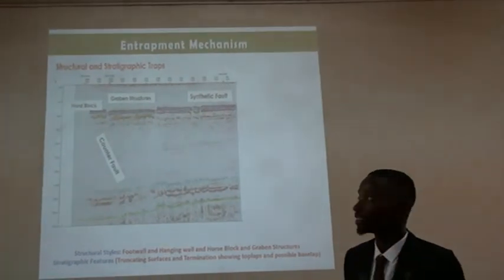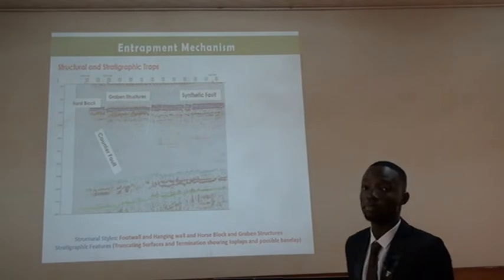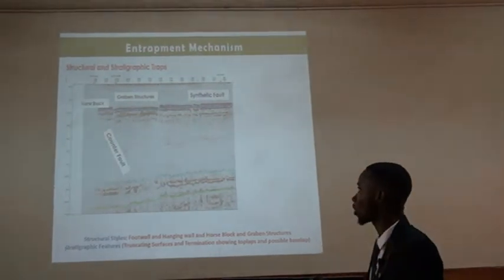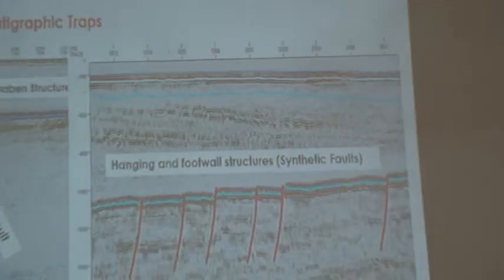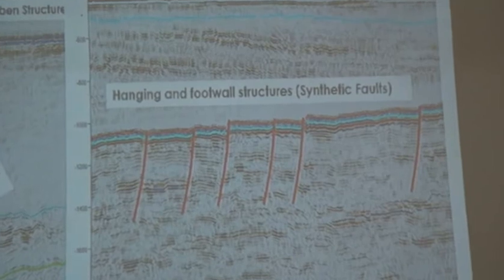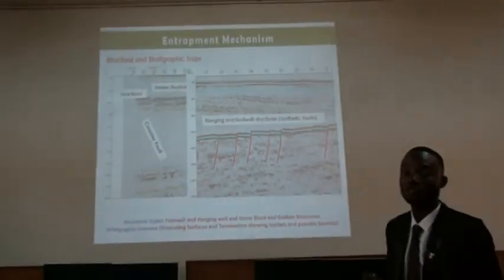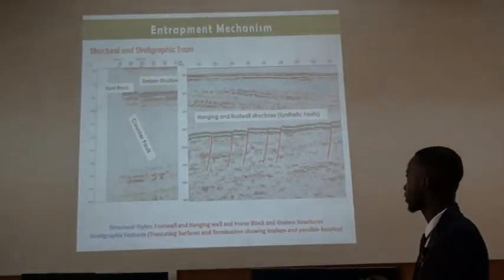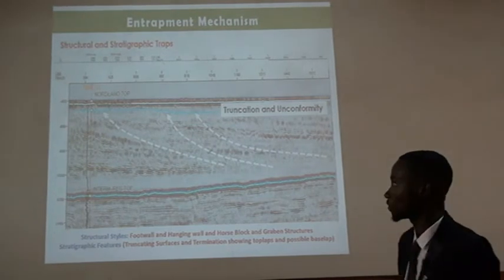Across the 2D and 3D seismic, various salient structural and stratigraphic features were mapped. A typical example here is the horst block and the graben structure. Over here on the right, we have successions of footwalls and hanging walls separated by synthetic faults. And these synthetic faults at different times on the seismic represent different rifting episodes across the basin. So across the 2D seismic, a major unconformity surface was picked out.